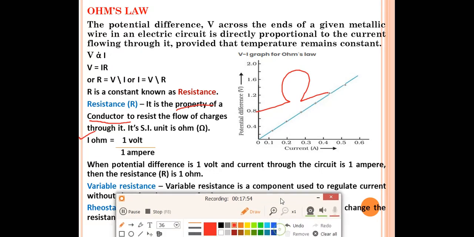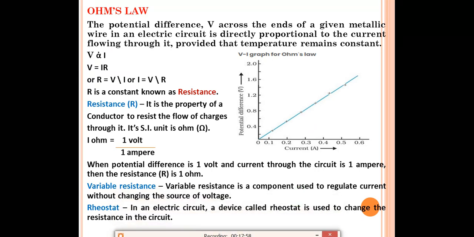If we plot a graph of potential difference versus current, what will we get? Suppose this side we have the potential difference and this side we have the current, then we get a straight line. The VI graph for Ohm's law is a straight line. You should remember this graph also. Sometimes you may be asked to draw the VI graph for Ohm's law. Then you have to draw potential difference this side, current this side, and a straight line from the origin.